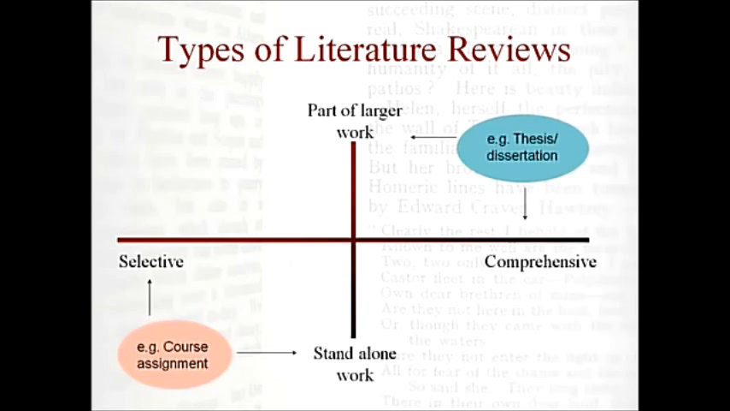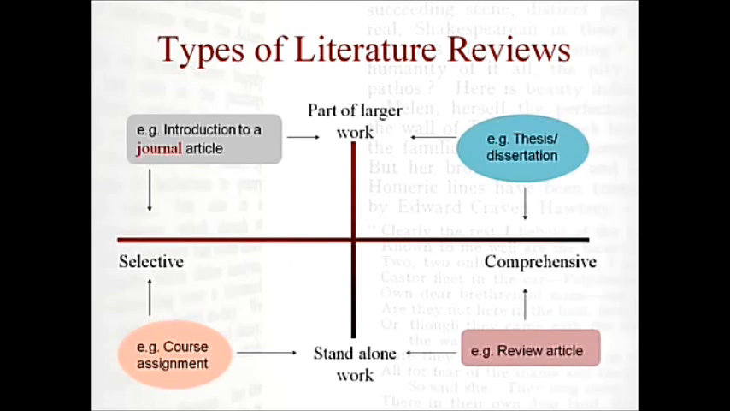The literature review in a thesis or dissertation is an example of a comprehensive review that is part of a larger work. Most research articles begin with a selective literature review to establish the context for the research reported in the paper. Often this is part of the introduction. Other literature reviews are meant to be fairly comprehensive and also to stand alone. This means that the entire article is devoted to reviewing the literature.